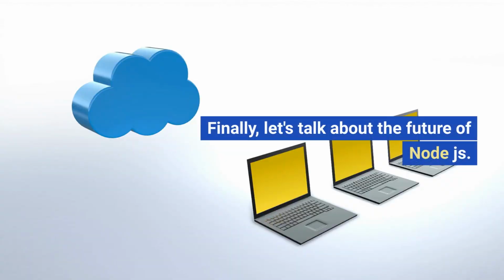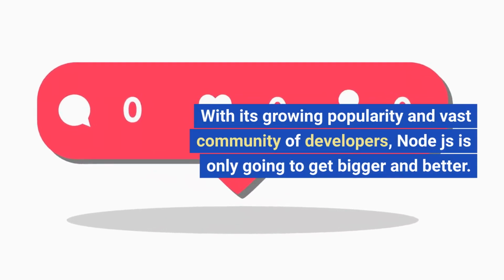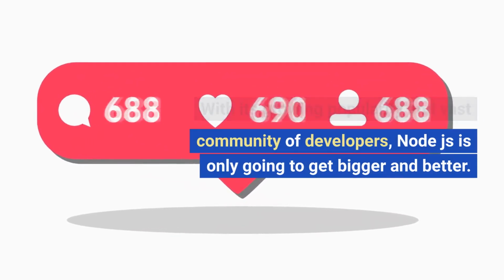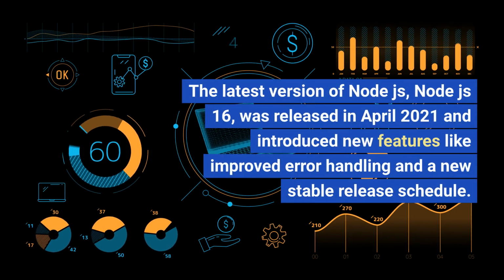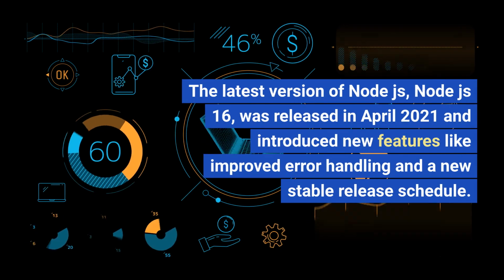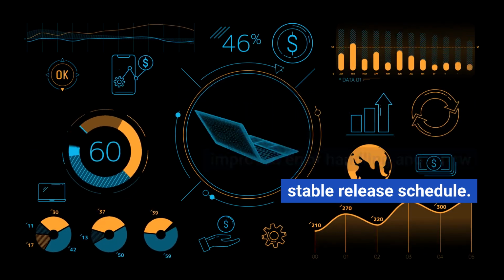Finally, let's talk about the future of Node.js. With its growing popularity and vast community of developers, Node.js is only going to get bigger and better. The latest version of Node.js, Node.js 16, was released in April 2021 and introduced new features like improved error handling and a new stable release schedule.